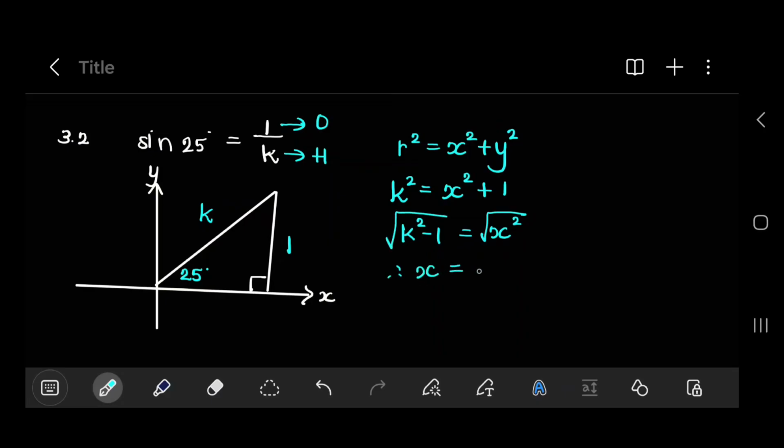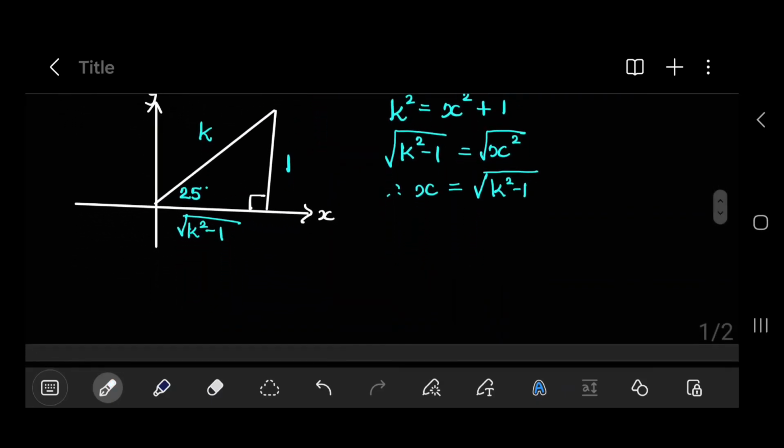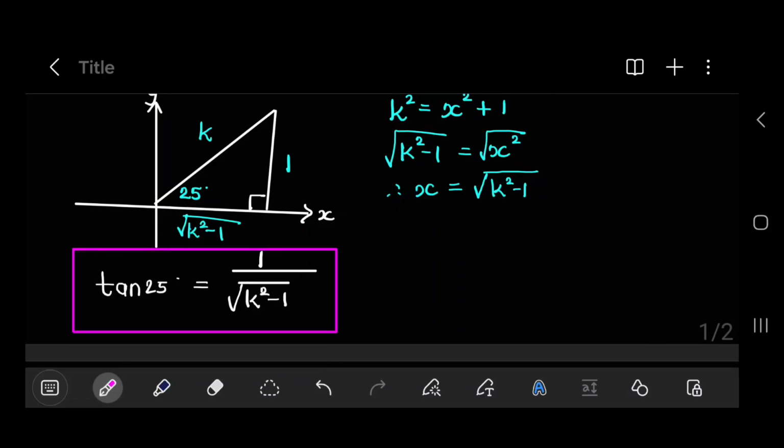So x is equal to the square root of k squared minus 1. So that is what you're going to have as your horizontal distance on the triangle. Now we can actually answer the question. They wanted tan 25 degrees. So in terms of our triangle, remember tan is opposite over hypotenuse. That is going to be 1 over the square root of k squared minus 1. That is your final answer.